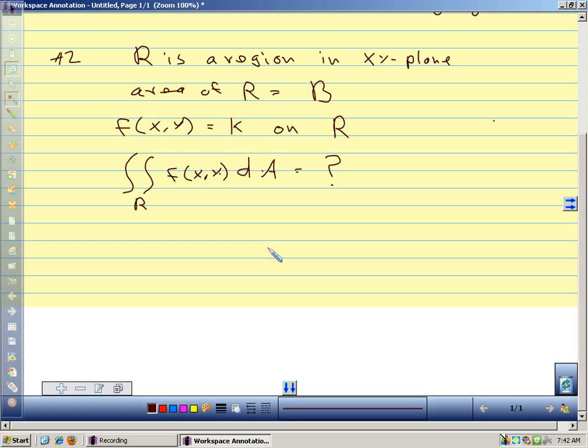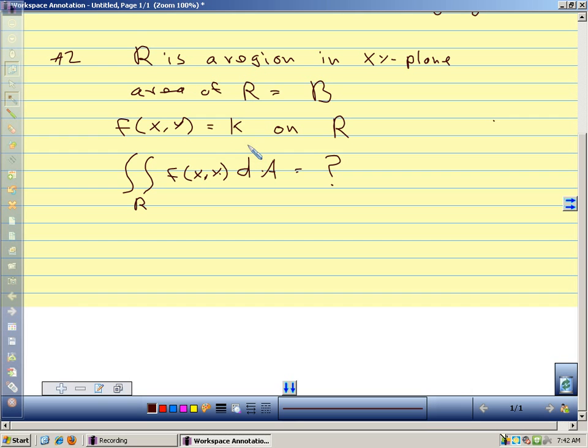So let's think about it a little more. You're on the right track. If f of x,y equals k, what is that telling us? What does that function look like over the region? It's a plane. And it equals k, so how high is it above the xy plane? Okay, k. So it's a plane parallel to the xy plane at a height k. So on that region it's flat. We could think of it as a plane above the xy plane, that little piece of it.